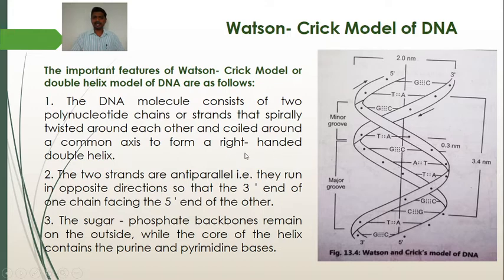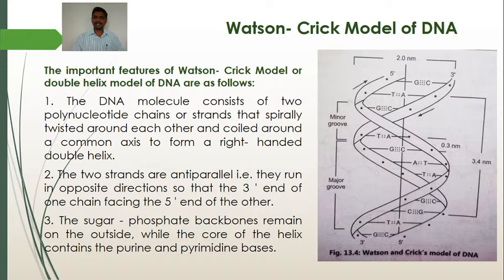The meaning of the right-handed double helix is that if we consider the DNA double helix as a spiral staircase and you are climbing up, then the sugar phosphate backbone is on your right hand side. So this is a right-handed double helix. The structure given here is the B form of the DNA that was discovered by Watson and Crick. According to Watson and Crick, the DNA molecule consists of two polynucleotide chains or strands that are spirally twisted around each other and coiled around a common axis to form a right-handed double helix.